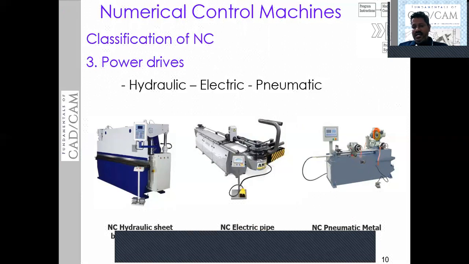As you can see here, a pneumatic metal circular sawing machine. You have a circular saw here. The driving force here is a pneumatic force. You have a compressor in which the compressed air is filled, and that compressed air at a high pressure is going to operate the tool in the case of pneumatic power drive.